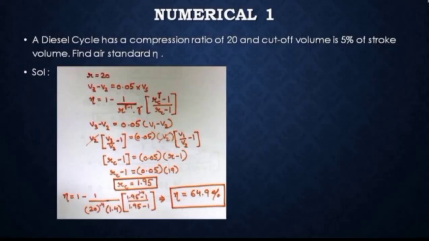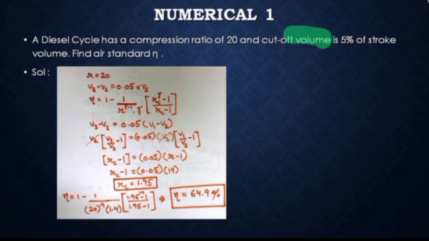It says a diesel cycle has a compression ratio of 20. As I have already told you, what is the compression ratio? In this numerical, compression ratio is given as 20. And one more thing is given, cutoff volume is 5% of stroke volume. Keep in mind, it is cutoff volume, not cutoff ratio. Cutoff volume is given as 5% of stroke volume, and what we have to find? We have to find the air standard efficiency.